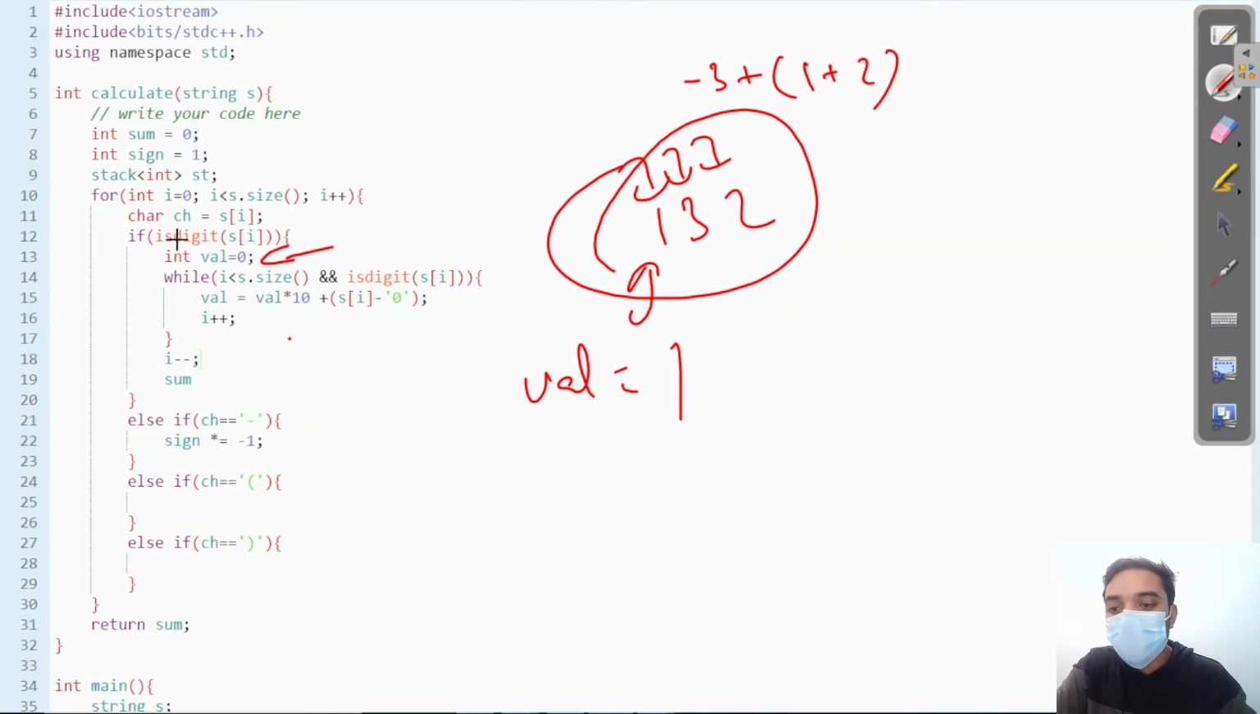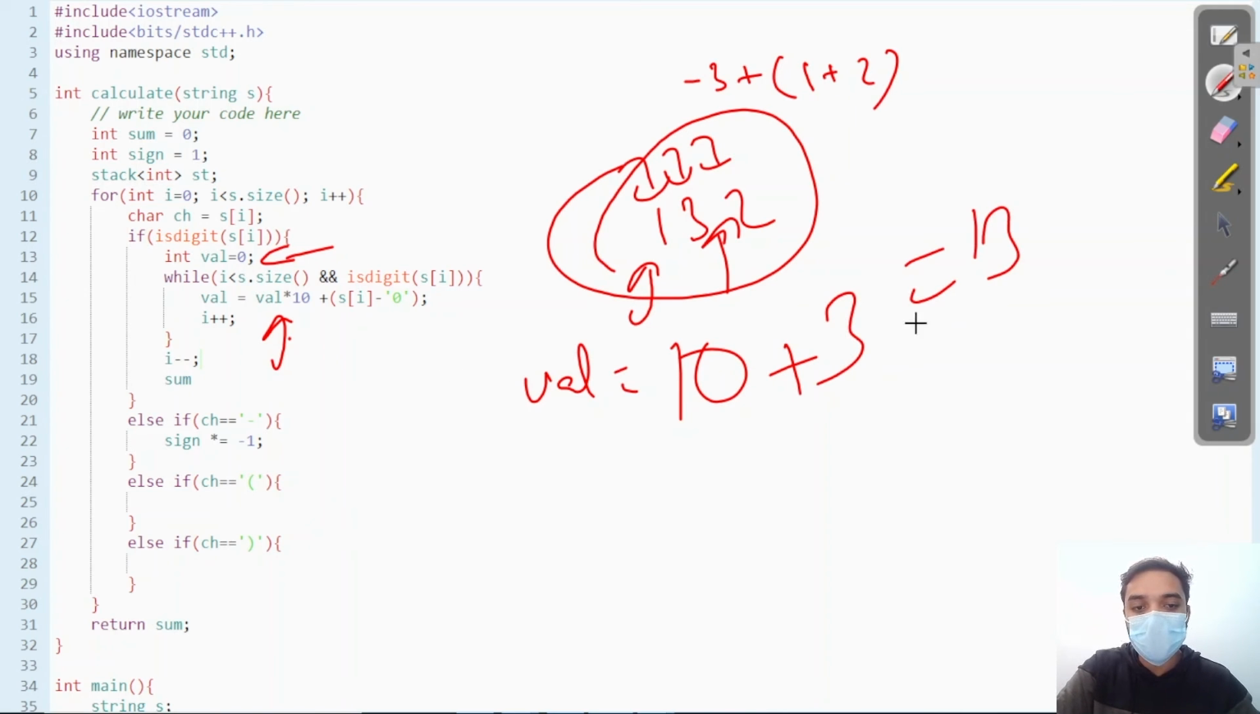Till when am I running the while loop? Because I am getting character by character, after every iteration, again and again. When I am not getting a digit character, this while loop will not run, and it will go back to the for loop again. Fine. So after this, I am getting 3. So what I am going to do here is, I am firstly going to multiply my value with 10, and then I am going to add this 3 here. So I'll get 13 here.